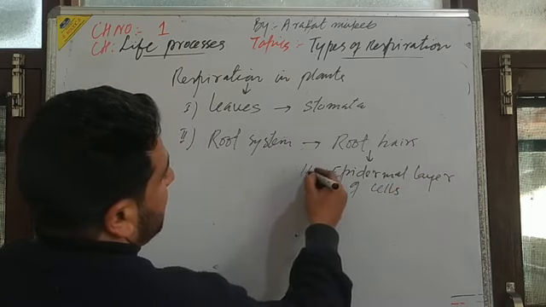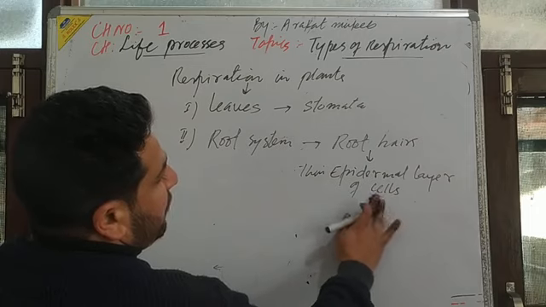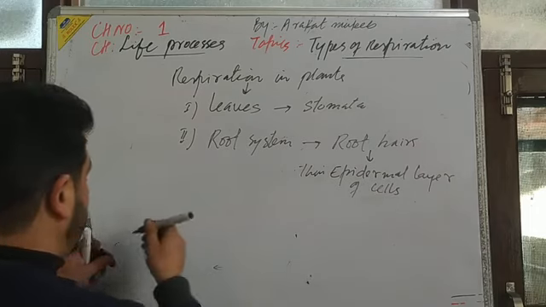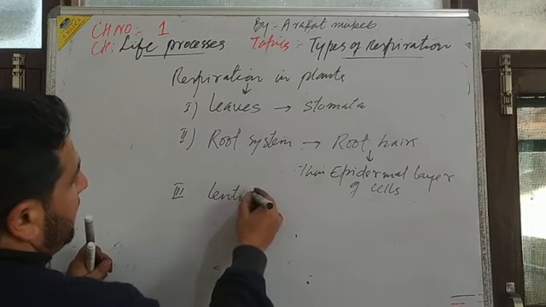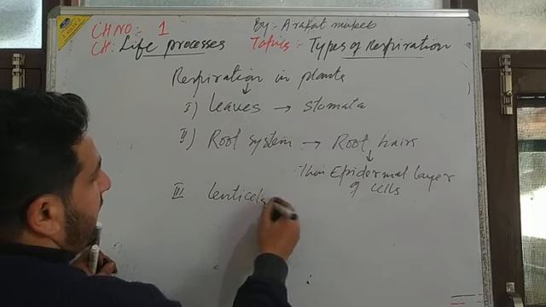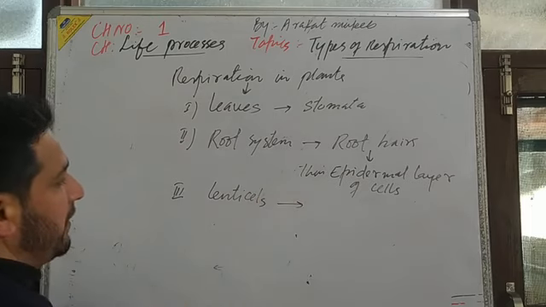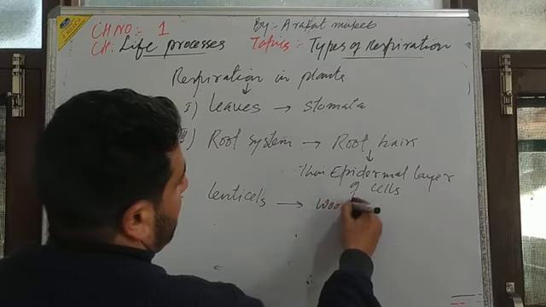जो simply oxygen उनसे diffuse होता है. Third is the lenticels. बात हम कर लेंगे, lenticels. These are present if we talk about the woody plants, woody जो plants होते हैं.